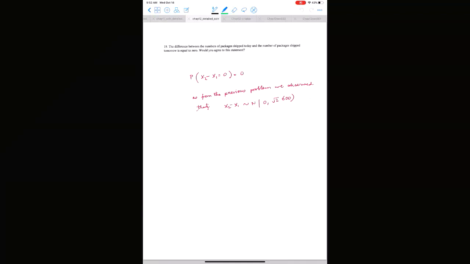So number 19. The difference between the number of packages shipped today and the number of packages shipped tomorrow is equal to 0. Would you agree with this statement? Well, what is the statement?